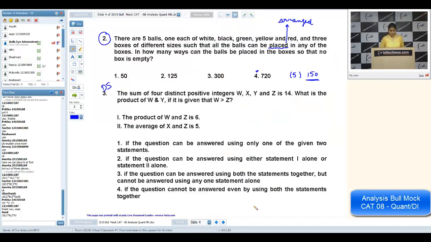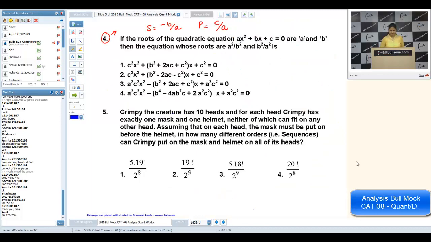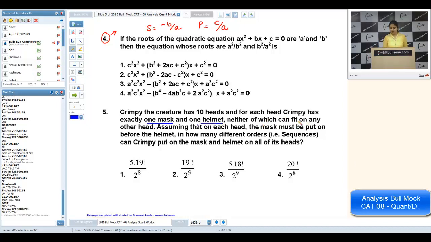Now, coming to the question. It says, Crimpy the creature has 10 heads, and for each head Crimpy has exactly 1 mask and 1 helmet, neither of which can fit on any other head. Assuming that on each head the mask must be put on before the helmet, in how many different orders, sequences can Crimpy put on the mask and helmet on all of its heads?